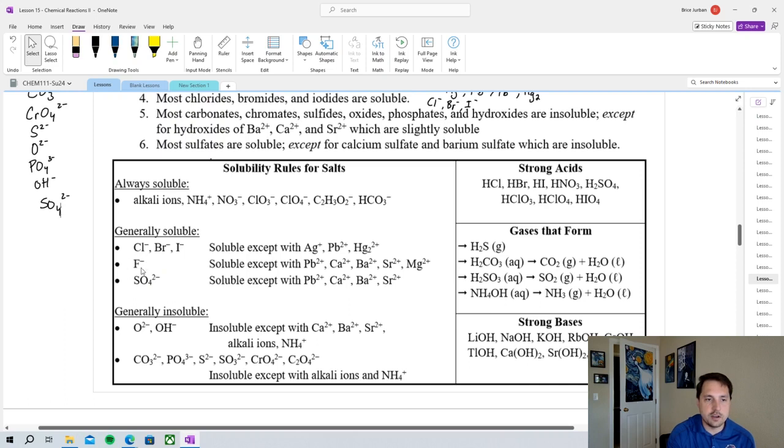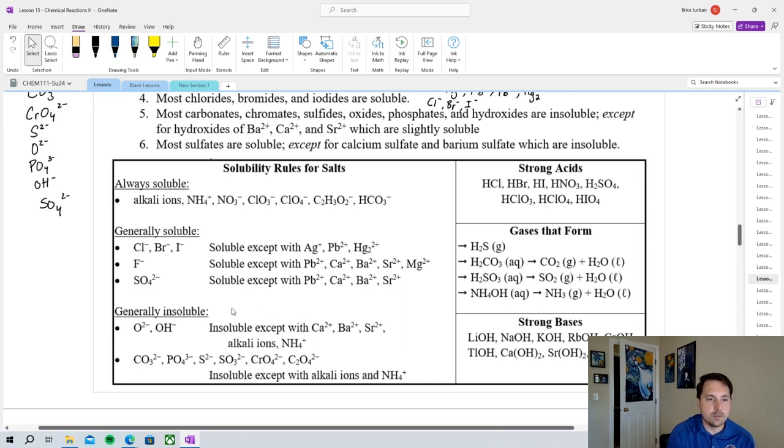The only added one here is fluorine. So fluorine will be soluble except with lead, calcium, barium, strontium, magnesium. And then sulfate is going to be soluble except with, I said calcium and barium, but also lead and strontium are listed here as well.